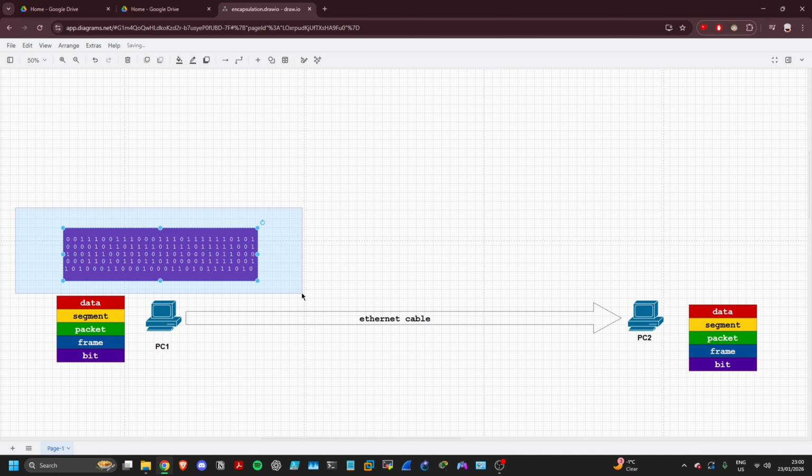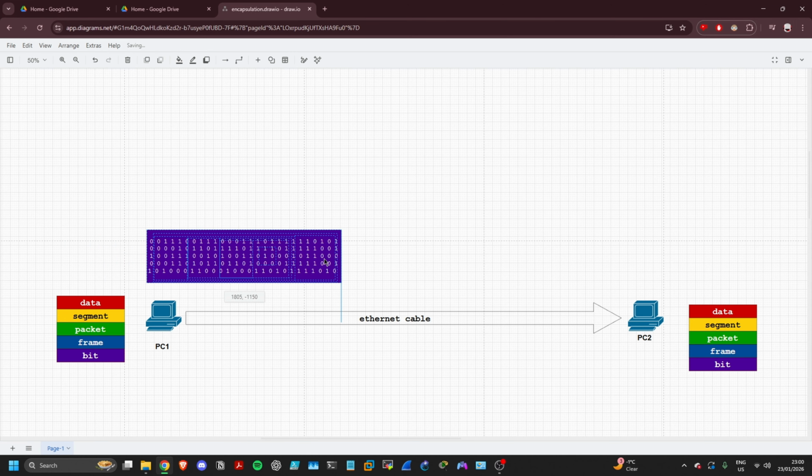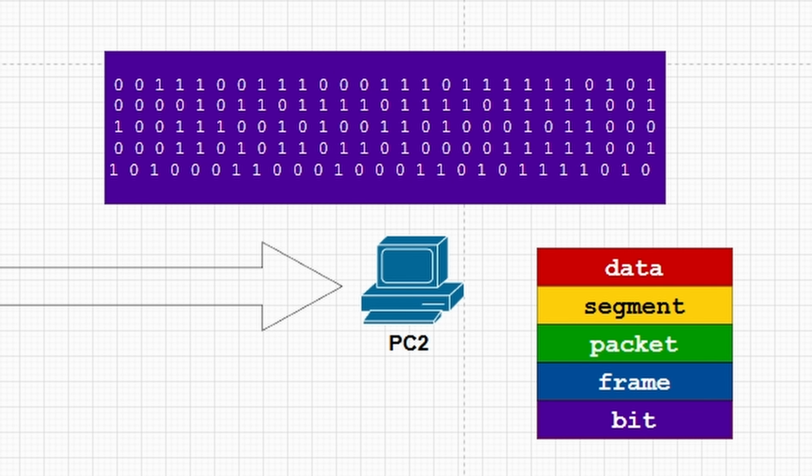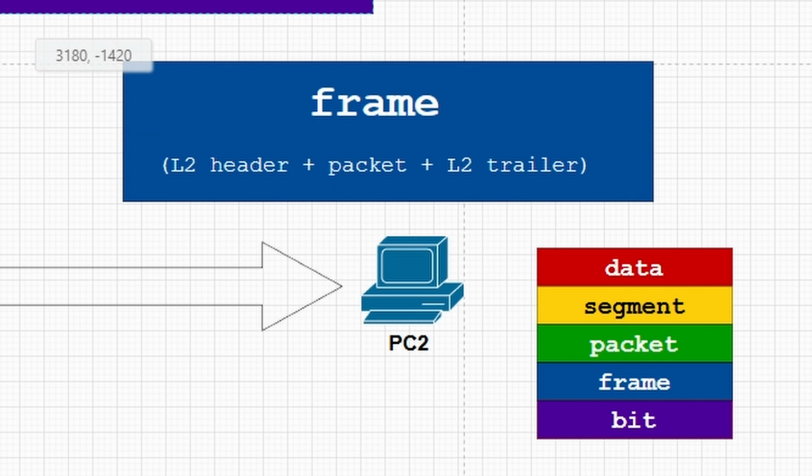These bits, in the form of electrical signals, are what's being sent through the Ethernet cable all the way to PC2. Now that PC2 has received the bits from PC1, to reveal the data it has to decapsulate the bits 4 times. That is, PC2 will open the gift 4 times to reveal the actual gift itself, which is the data. PC2 will start by converting these bits back into frames.